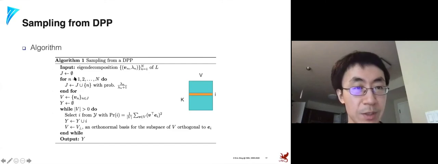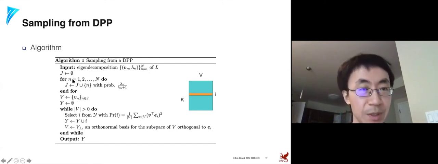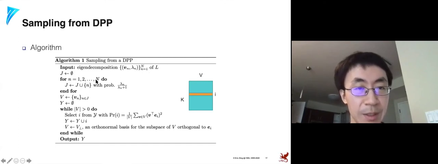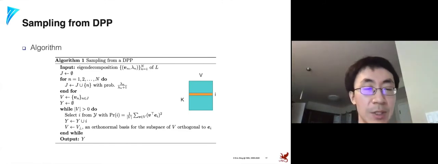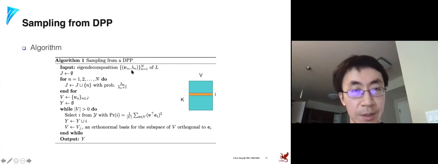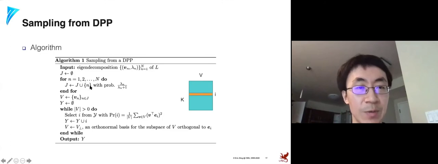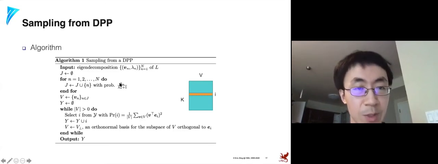In the first part, we first sample a subset of items and put them into this set J. Initially it is empty. Then for each of the items, now we have a new notation, capital N, which denotes the cardinality of the universal set, the number of all items. For each item, we sample it with probability lambda n over lambda n plus 1, where lambda n is the eigenvalue corresponding to the nth item. You draw a uniform random number and compare it with this probability. If it is smaller than this probability, we put this element into this set J. And we do this for all the items. In the end, we get a subset of items according to this probability.